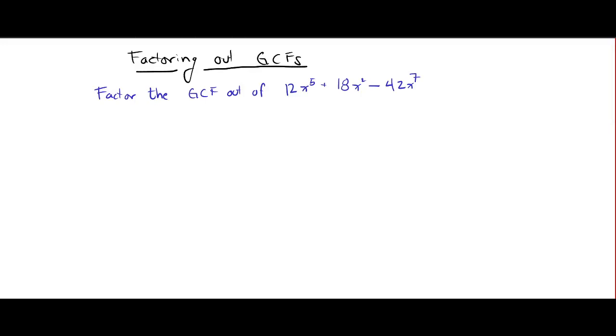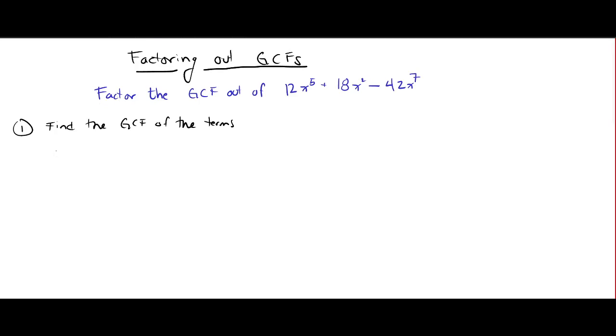Let's factor the greatest common factor out of this three-term polynomial. This is a trinomial. It's got three terms, 12x to the fifth, 18x squared, and minus 42x to the seventh. So it's more terms than in the last example, but it's the same process. So with the first step, we find the GCF of the terms, or the monomials that we're combining here.